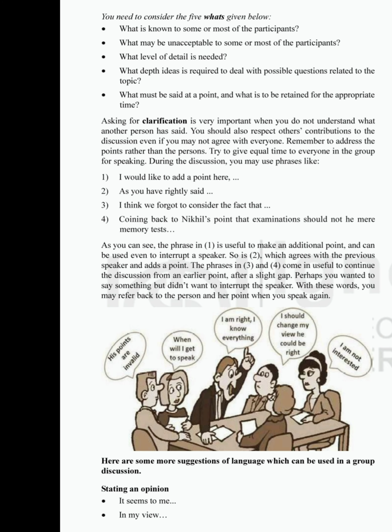You need to consider the 5 what's given below. Group discussions and meetings. What is known to some or most of the participants? What may be unacceptable to some or most of the participants? What level of detail is needed? What depth of ideas is required to deal with possible questions related to the topic? What must be said at a point, and what is to be retained for the appropriate time?